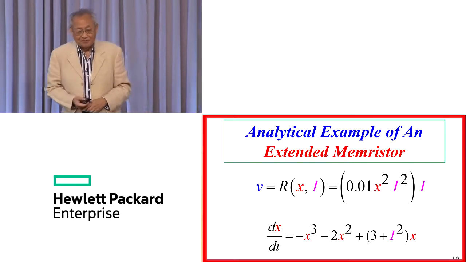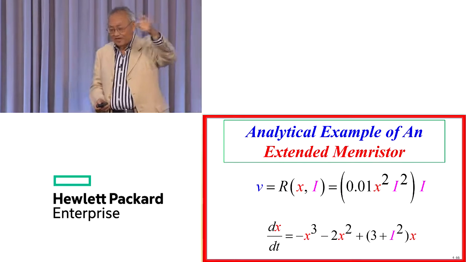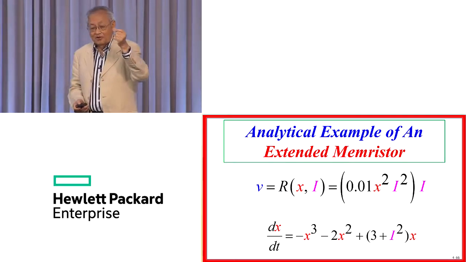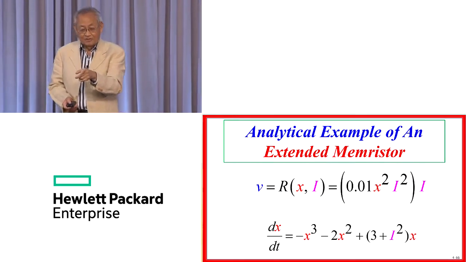Second example. The first example, the corsage memristor example, is a generic memristor. The resistance does not depend on current. Now, this equation is cooked up in such a way.